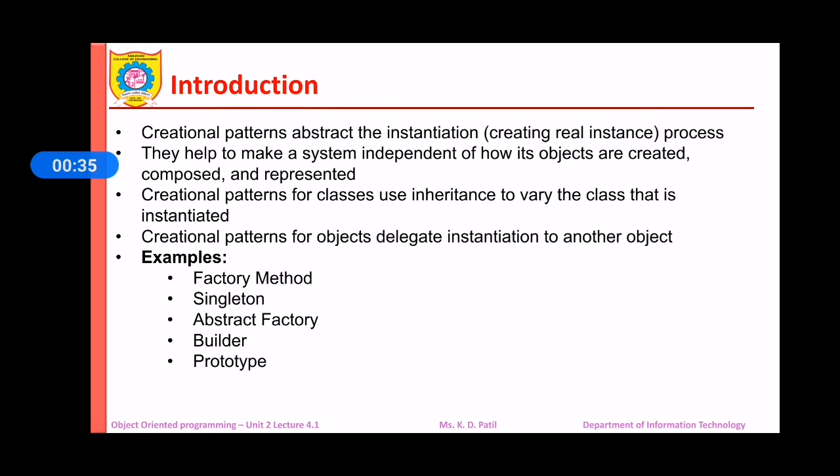Creational patterns for the classes use inheritance to vary the class that is instantiated, that means whose object is going to be created. The creational patterns for the objects delegate the instantiation to another object. There are different patterns which are creational design patterns, that is factory method, singleton, abstract factory method, then builder design pattern and the prototype design pattern.